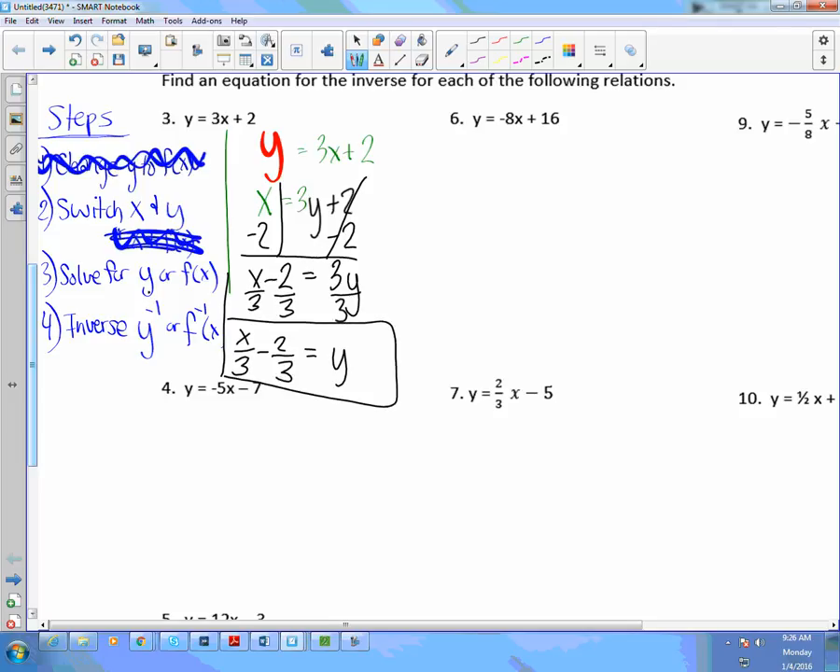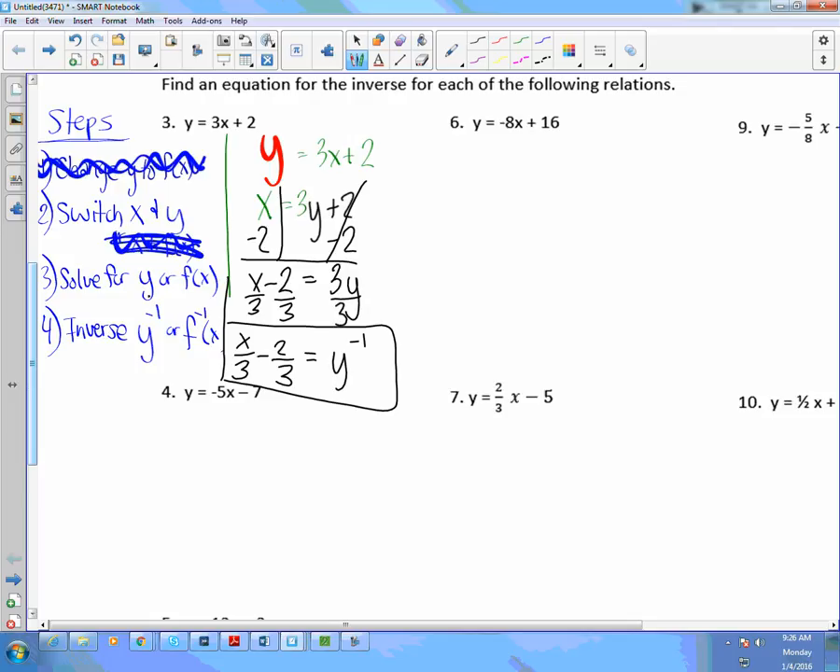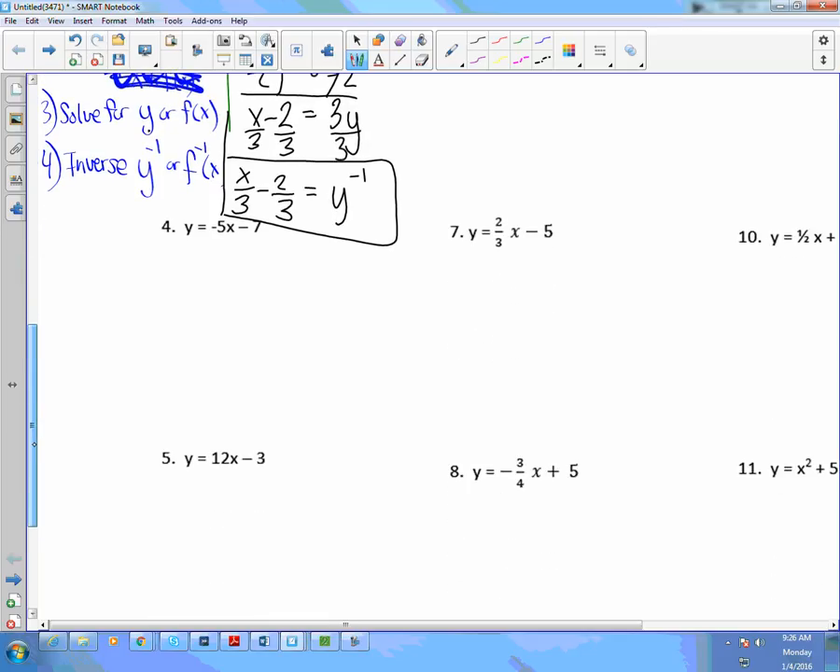To make sure we know that this is an inverse, it's not just y anymore. This should be y to the -1. So if you ever see an x to the -1, it means the same thing. It means it's an inverse function. Okay, let's try number 7.